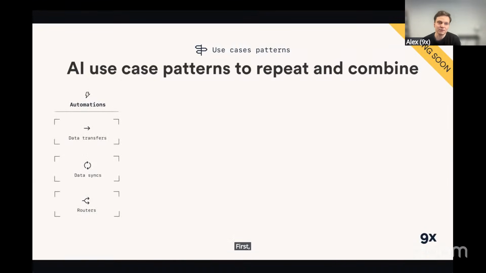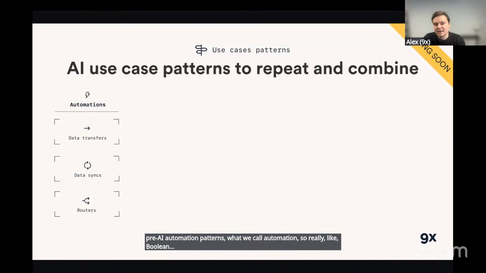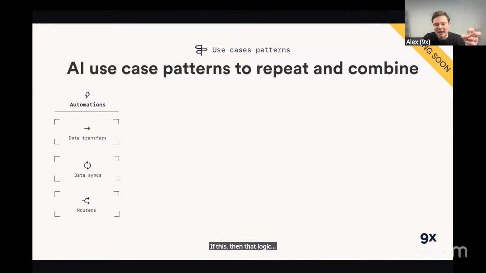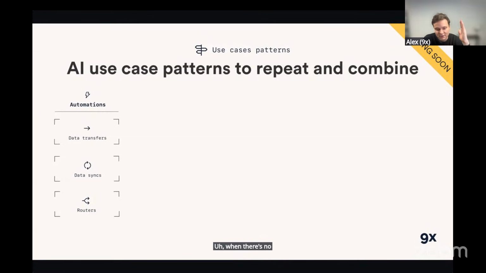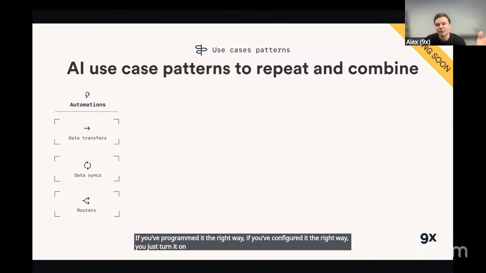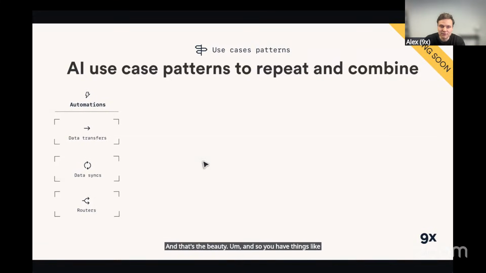So some patterns. First, there are pre-AI automation patterns, what we call automation. So really like Boolean, if this, then that logic. And with those, we're big fans of these. Why? Because when there's no AI, there's no randomness. If you've programmed it the right way, if you've configured it the right way, you just turn it on and it runs forever. And that's a beauty.